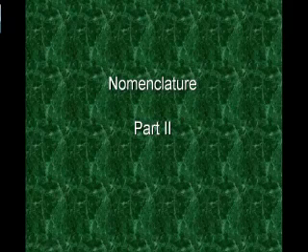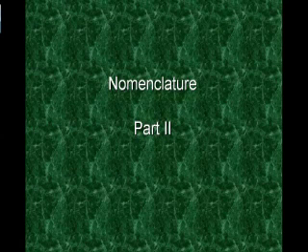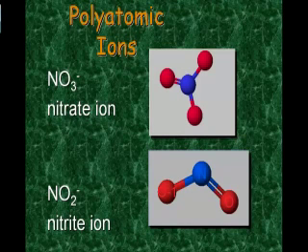The second podcast on nomenclature will cover compounds that have polyatomic ions. Now, polyatomic ions are also included in many of these compounds, and the naming is slightly different with polyatomic ions. First of all, a polyatomic ion is a covalently bonded species, and then the whole species has a name.